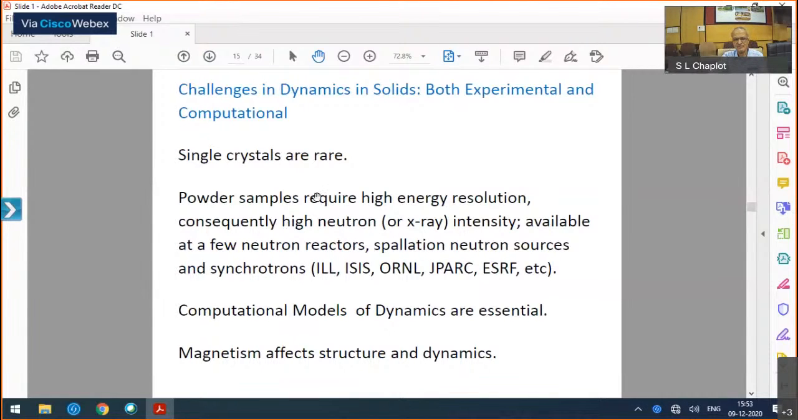And now, because this is a very averaged information of phonon density of states, as we already discussed, we need computational models. And magnetism, so far we have not discussed, but we can study magnetism independently, but at the same time, the magnetic interactions between atoms will also affect the phonons. So those need to be considered.